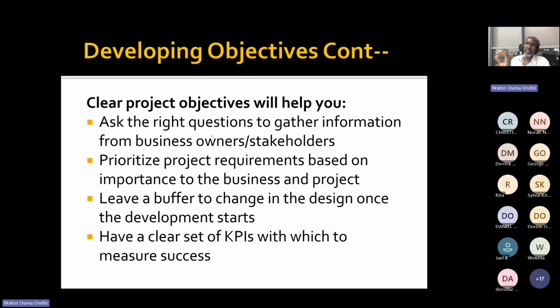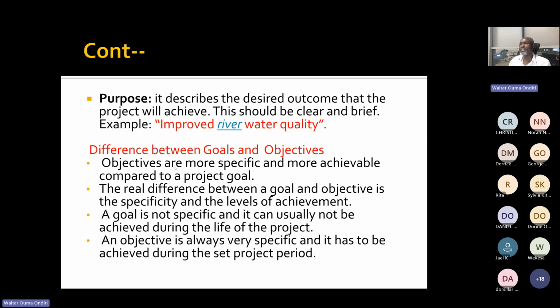Ask the right questions to gather information, prioritize requirements, leave a buffer for changes in the designs, and have a clear set of KPIs with which to measure that particular success. That is what brings clarity there. It describes, in terms of the purpose, the desired outcome. Remember, we talked about this, that the objective will achieve. This should be clear and brief.